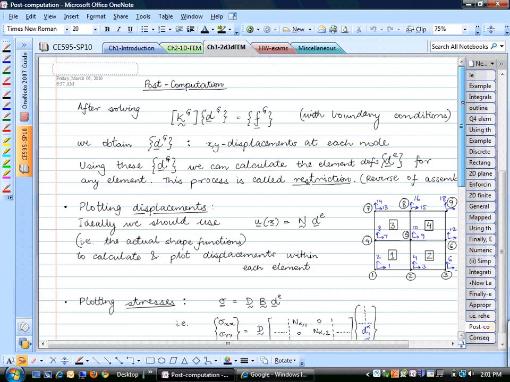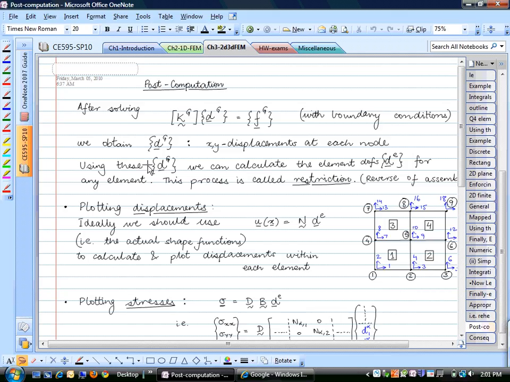All right. So let's talk about post computation now. Let's say we have used our numerical integration. We have used our Gauss quadrature, either full integration or reduced integration, and we have formulated all our element stiffness matrices. We have assembled them, and we have solved this global equation using boundary conditions. So all that we know how to do.